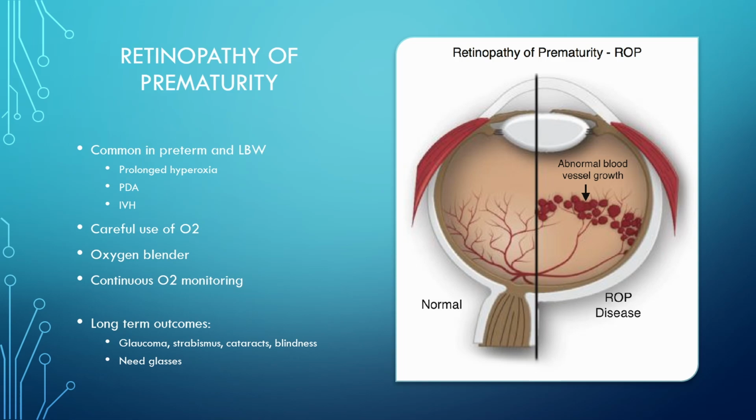So we need to be very careful with how much oxygen we're giving babies. We want to give them the least amount that is needed to keep their oxygen level where it's supposed to be. We also want to use an oxygen blender. So what that means is you're not giving full force 100% oxygen. You want to blend it with some air to get it to the right percentage that you want. We're going to do continuous oxygen monitoring. Because with the retinopathy of prematurity, long-term outcomes include glaucoma, cataracts, blindness, the use of glasses. So lots of different things that can happen with too much oxygen.